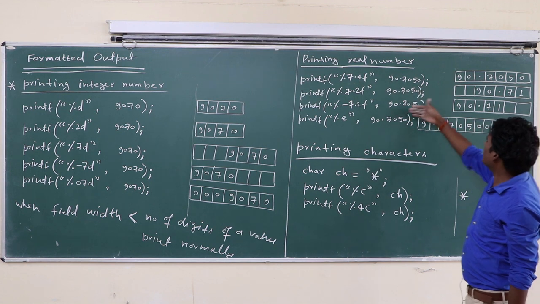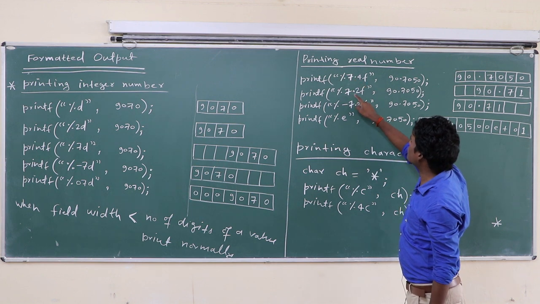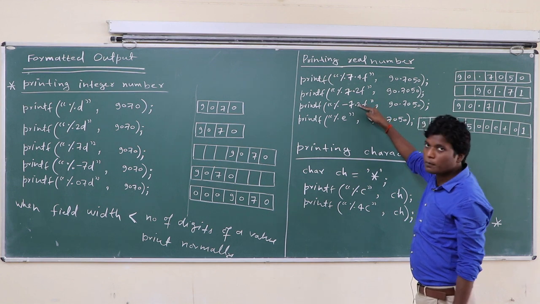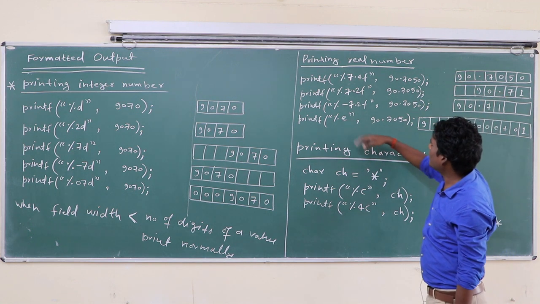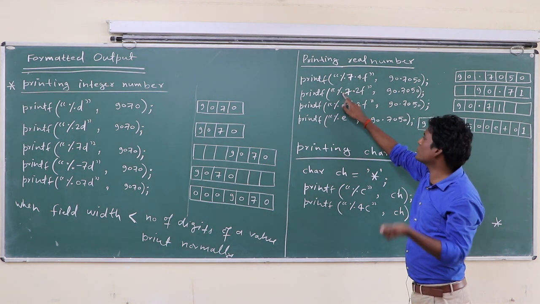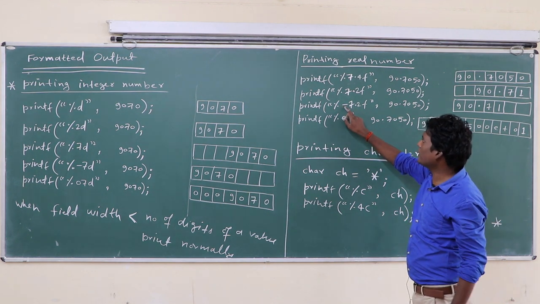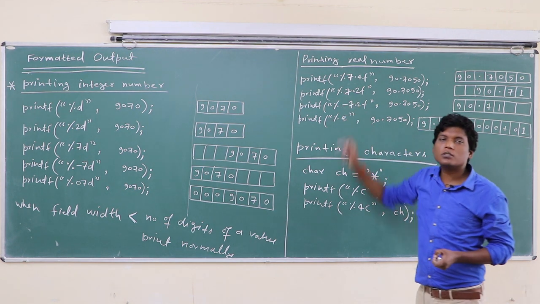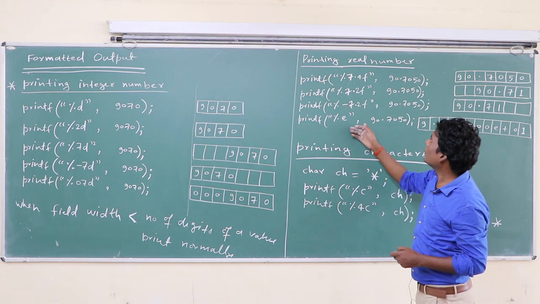So printing a real number is like this. It is the same as this, but here we have .4 also and .2 also. This signifies the number of places after the decimal point in the printed output value. And minus means left justification, plus, which is the default, means right justification. Left justification means the number starts printing from the left side. Right justification means the number starts printing from the right side. Okay.